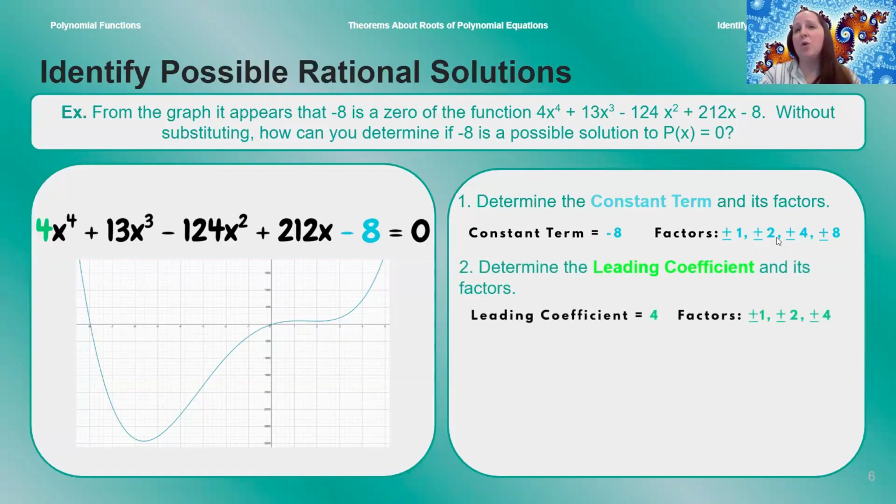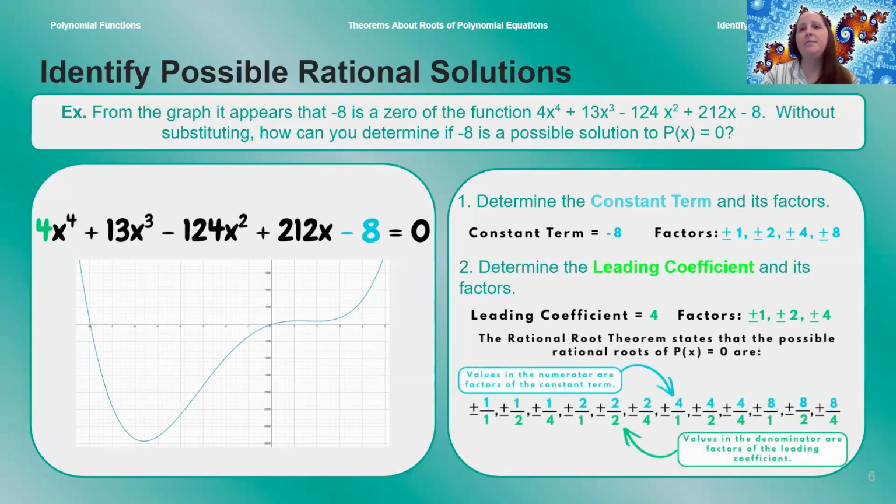Now I determine my leading coefficient and its factors. In this case, my leading coefficient is 4. Again, our leading coefficient is the number in front of the variable with the largest exponent value, or the largest degree, okay? So our leading coefficient is 4. Its factors are plus or minus 1, plus or minus 2, and plus or minus 4. You always have to include this plus and minus sign because any combination of these is what's going to give us that leading coefficient. Okay.